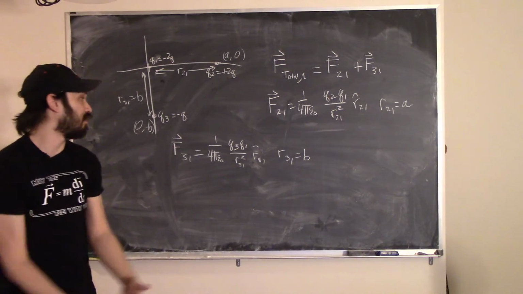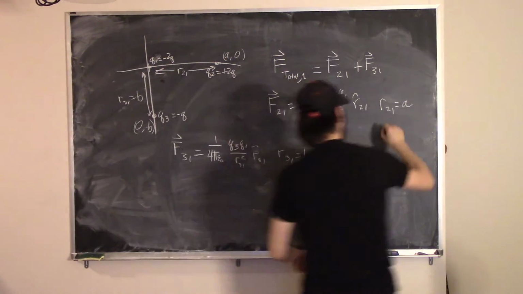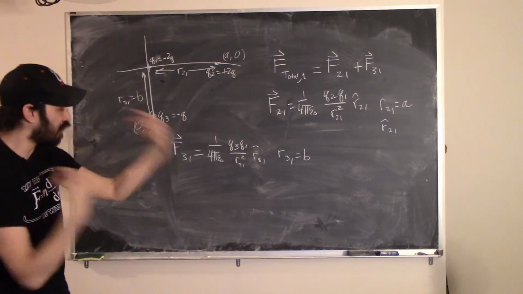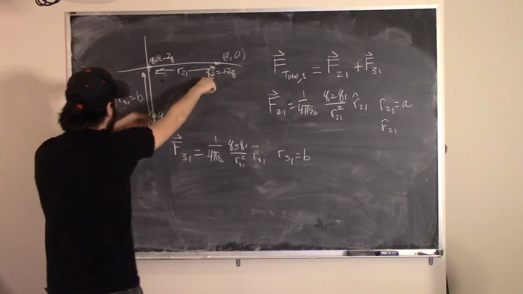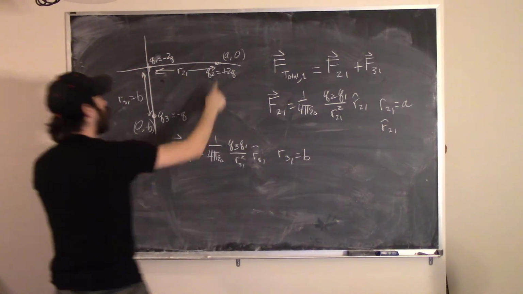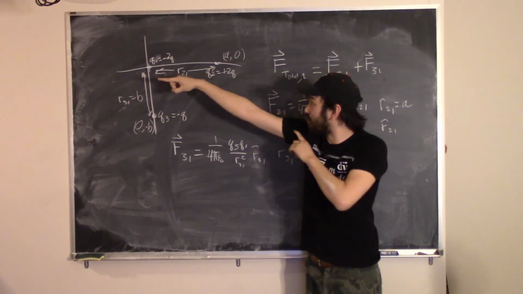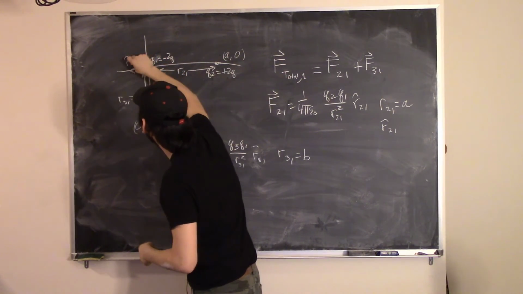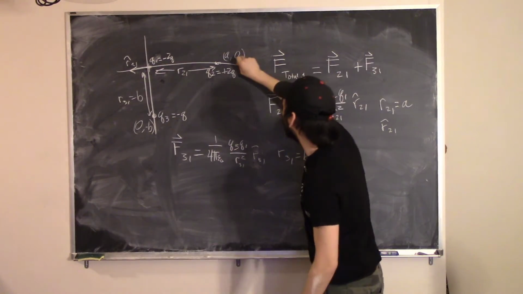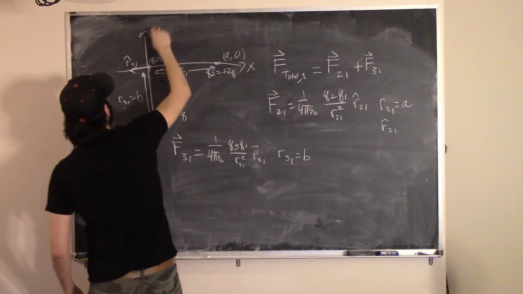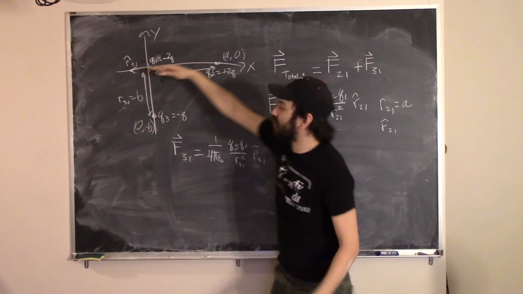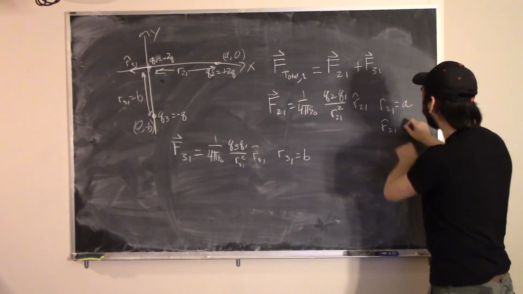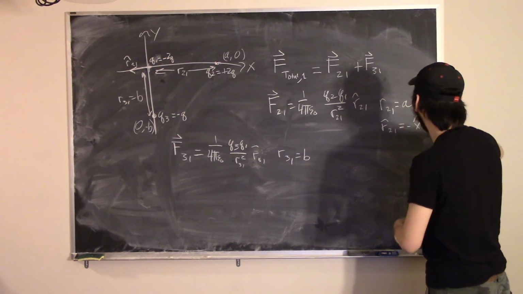Now let's look at the unit vectors. To determine them, let's first look at R hat 21. By definition it is the unit vector that points from charge Q2 to charge Q1. If I'm at Q2 and want to point at Q1, it's a unit vector that points like that. If this is the x-axis and this is the y-axis, this is identically in the negative x direction. So R hat 21 is equal to minus x hat.